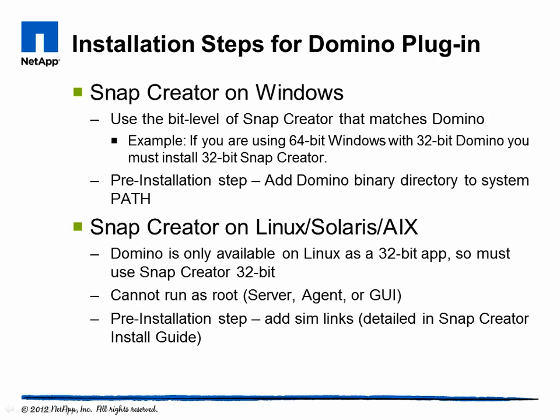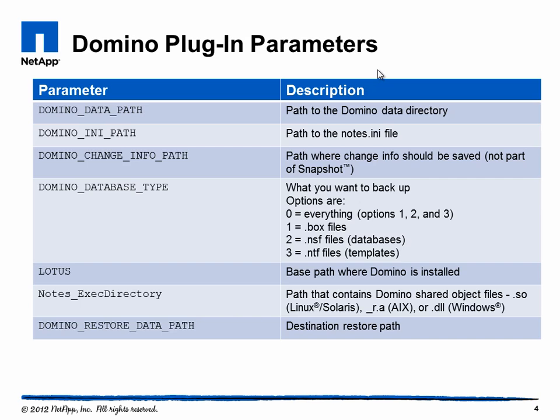There's a pre-installation step for Unix-based platforms as well, and that is that there are a series of 3 symlinks that need to be created. These are fully detailed in the Snap Creator install guide, and assuming you're installing to default locations, you can simply copy and paste these locations right out of the install guide. If you're installing to a custom path, you might have to alter what's in the guide slightly. There are 7 parameters that are required in order to use the Domino plugin. These parameters are on screen, but during the creation of your configuration file, there are helpful tooltips to show you how to set these up properly.